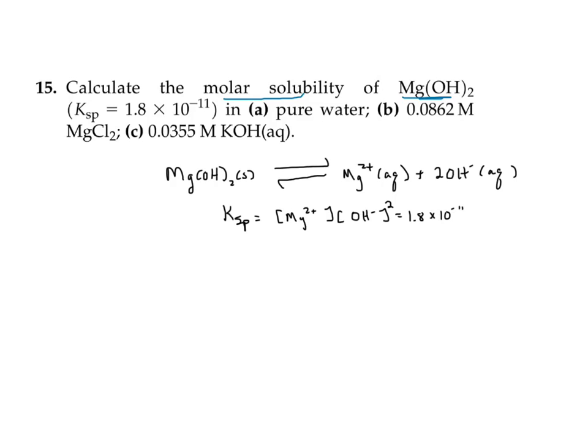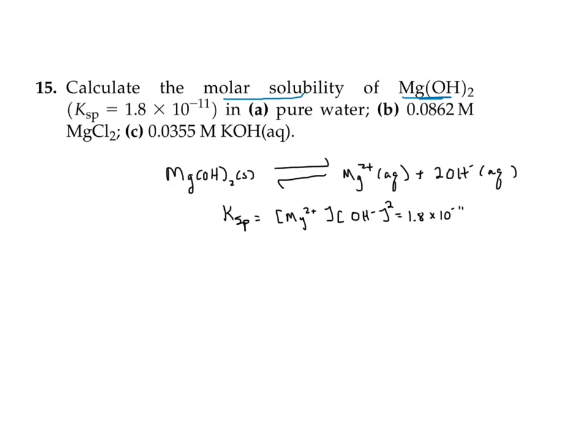Okay, so anyway, we're dealing with magnesium hydroxide. And anytime they say calculate the molar solubility, already be thinking that must be an insoluble salt. So I went ahead, magnesium hydroxide, solid. I put it in equilibrium with its cation and anion. Make sure you balance it. I don't always balance mine, but make sure you balance yours.